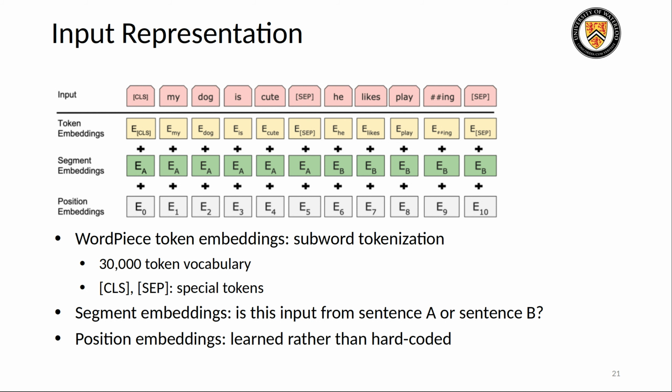Segment embeddings are used to distinguish between different sentences in the input sequence. This allows BERT to handle tasks that involve multiple sentences, such as natural language inference. Finally, position embeddings are added to the token embeddings to capture the position of each token in the input sequence. Different from traditional position embeddings, BERT uses learned position embeddings, which are optimized during the pre-training process.